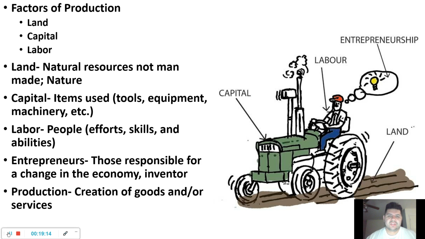Now, again, production is the creation of goods and or services. So even being a waiter, that's a service. People are paying to go to a restaurant and be served their food. A large part of our jobs in this country are service jobs. So just remember that. It'll probably be on a Kahoot quiz later on.